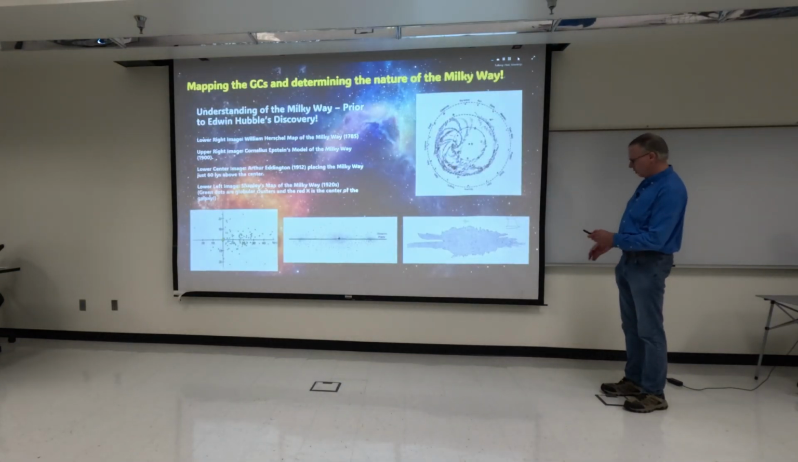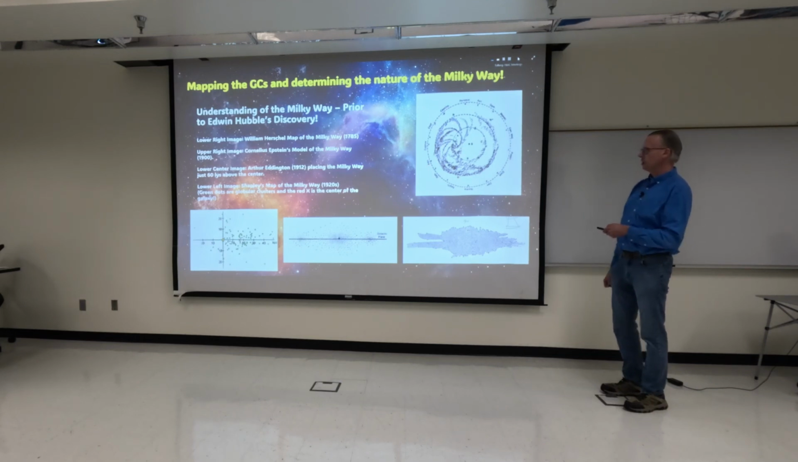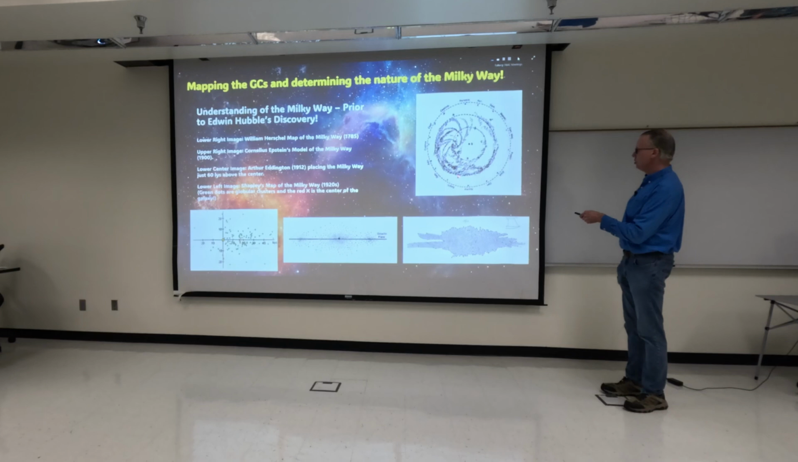So this was William Herschel's map. This was a map of Cornelius Easton around 1900. So you can see where we have the positions of the constellations, the heliocentric model of the Milky Way, and here's the bulk of the galaxy. Right down here is Arthur Eddington's image from 1912, but Shapley's map right here, he had it correct because the X represented the center of the galaxy. You can see where he mapped out the globular clusters, and that's pretty accurate to today.